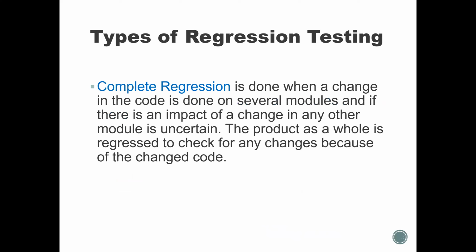Once the unit has been integrated, the next step is to perform a complete regression. Complete regression is done when a change in the code is done on several modules. So if you have multiple units, if you have performed multiple unit testing, and if you see there is an impact of a change in any other module, then you have to perform this complete regression. The product as a whole is regressed to check for any changes because of the changed code.